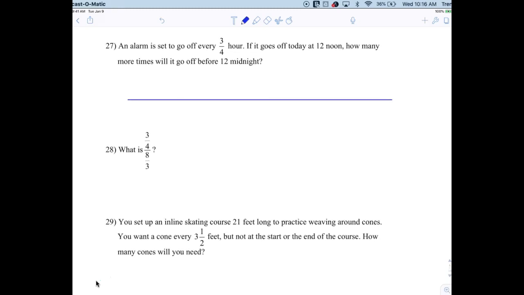All right, so from here to here represents what? What does it represent? It represents 12 hours. That is correct. And now what? Every what? 3/4 of an hour, what's happening? Alarm goes off. So here, alarm goes off. Here, the alarm goes off. Here, the alarm goes off. Here, the alarm goes off.